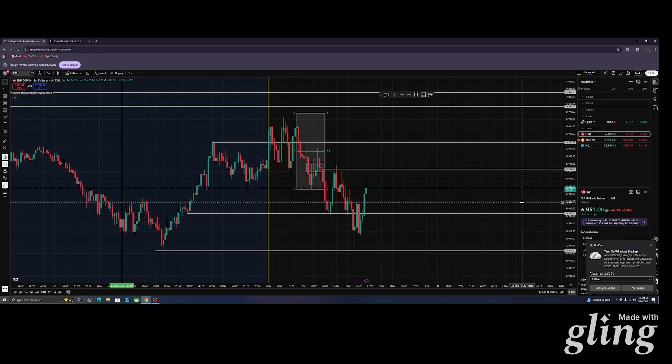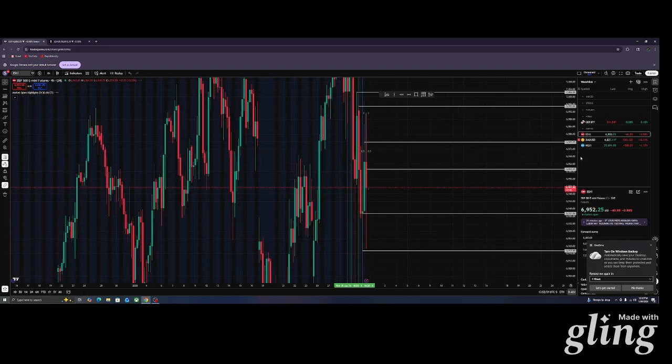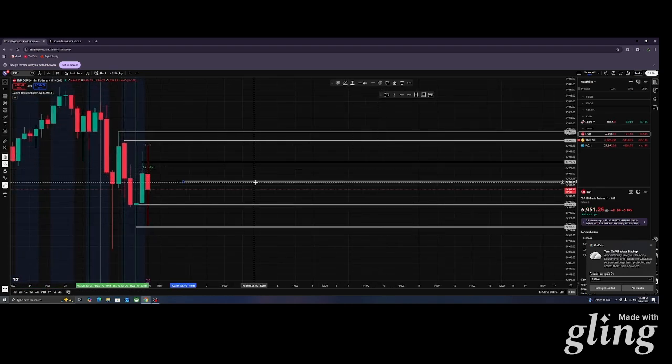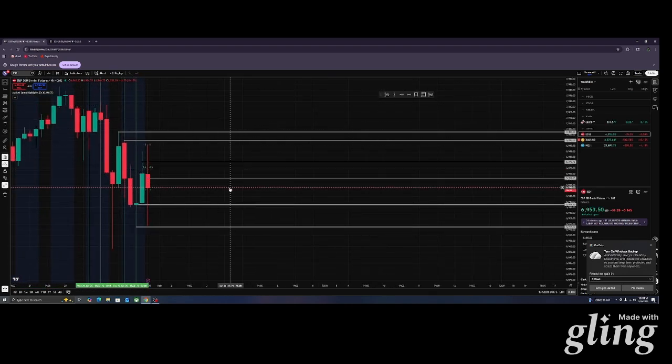So my bias for the day was to the downside. I was looking for a short setup because the overall structure was showing me that we're going down today. And how do we know we're going down today? We have to mark our highs and lows. But before you do any of this, you want to be checking the news first for the day.